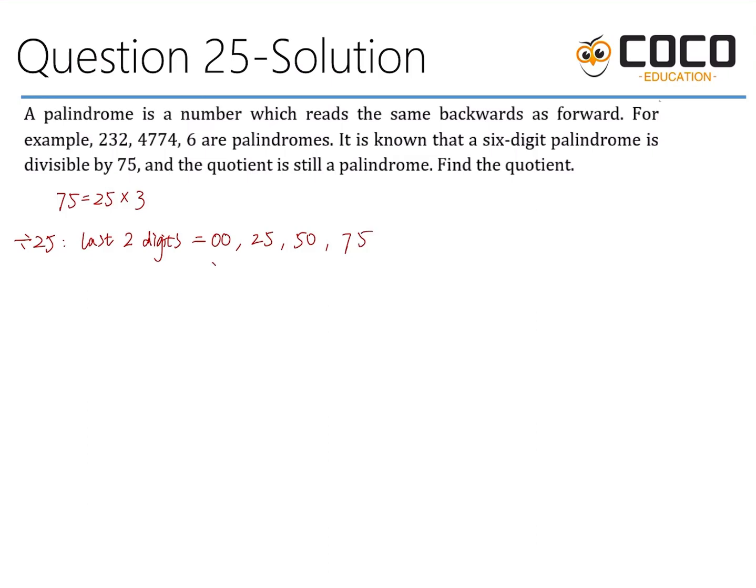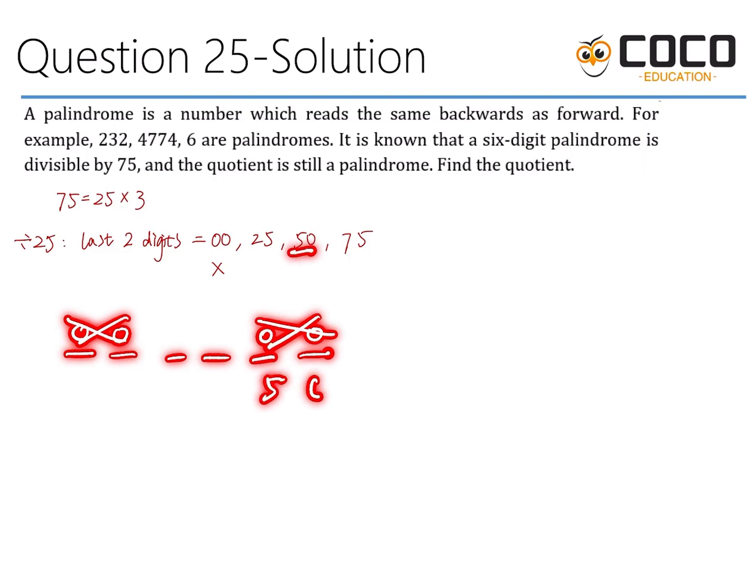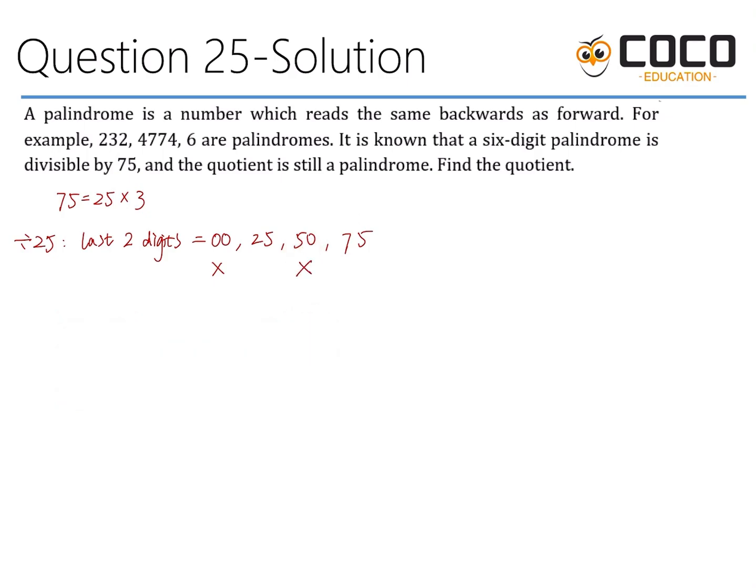Apparently it cannot be 00 because it's a palindrome, so the first 2 digits are the same as the last 2 digits. So it can't be 00, this is wrong. And it also cannot be 50. If the last 2 digits are 50, the first 2 digits are 05. So these two are wrong. It's either 25 or 75. First, let's start with 25. Then it will be 5, 2. Then the middle digits, they are the same. So let's say this is digit A. So 5, 2, A, A, 2, 5.